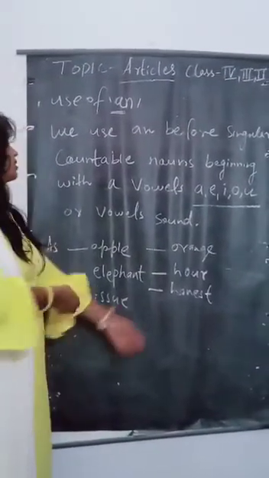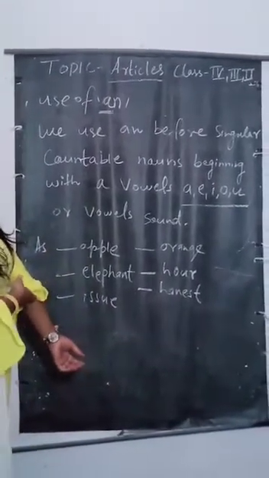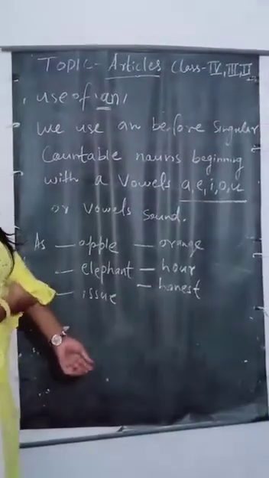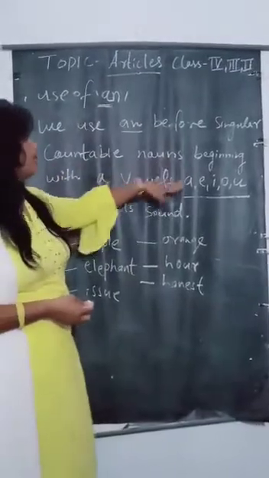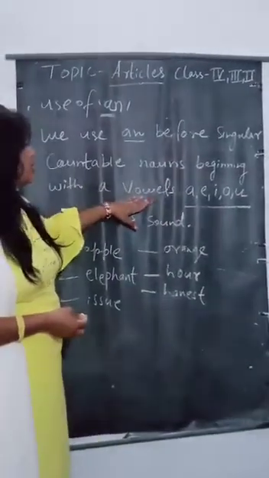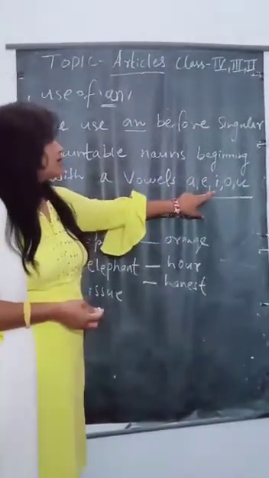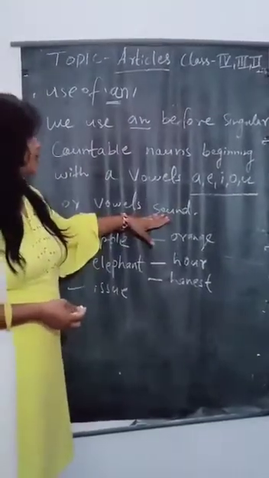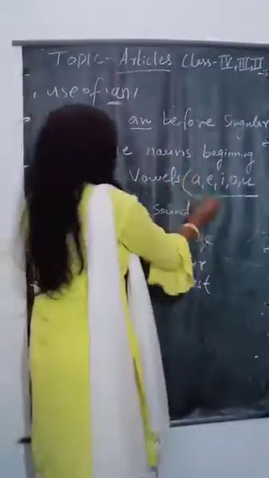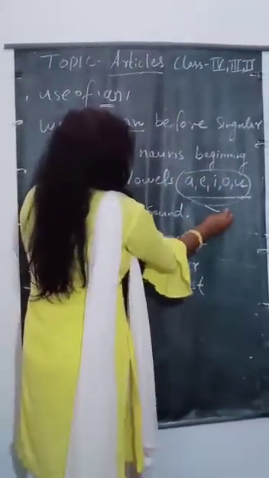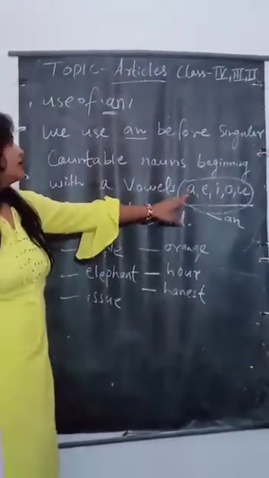So students, let's see the uses of article An. Here is the definition: we use An before singular countable nouns beginning with a vowel, which are A, E, I, O, U. Here are the five vowels or vowel sounds. So we can use An before a vowel sound, when the first letter has a vowel sound.